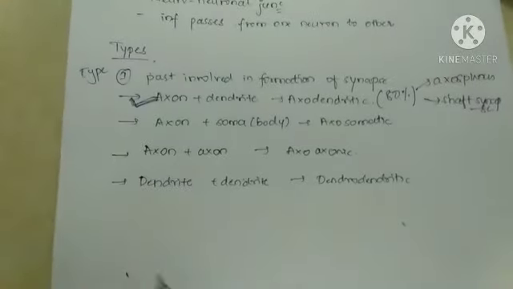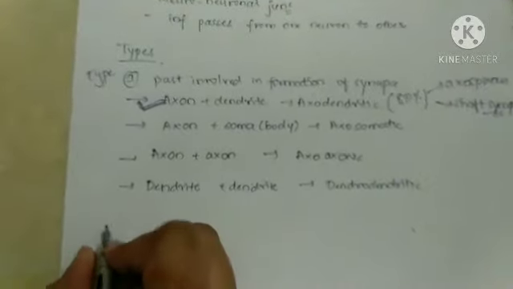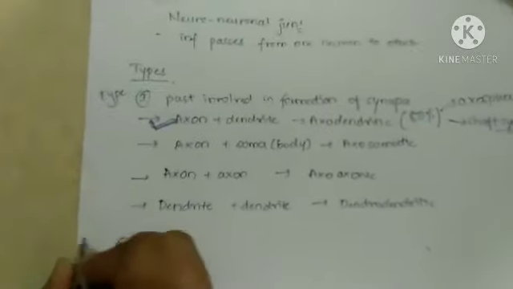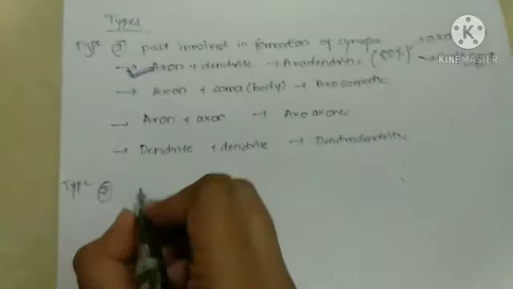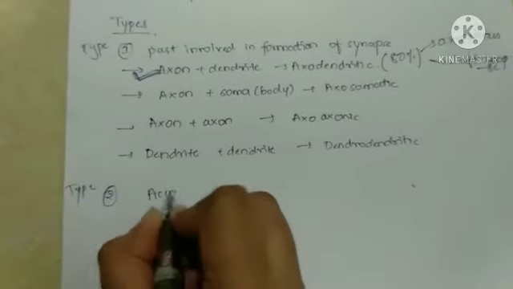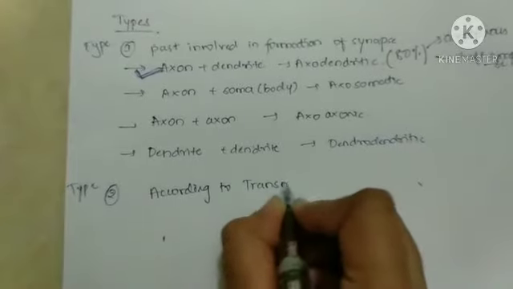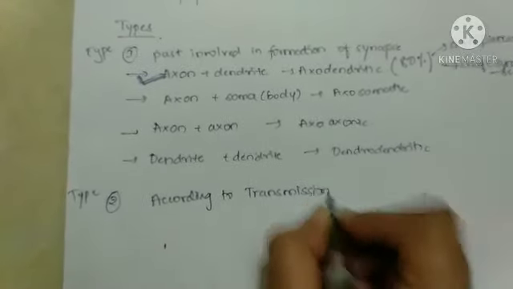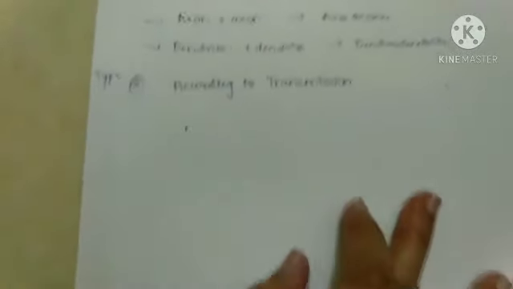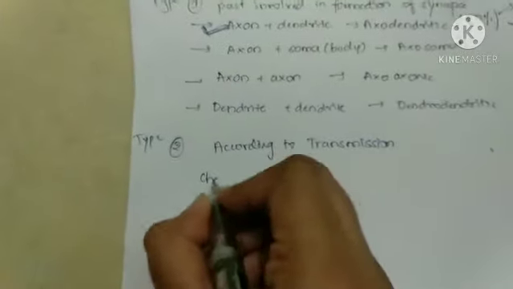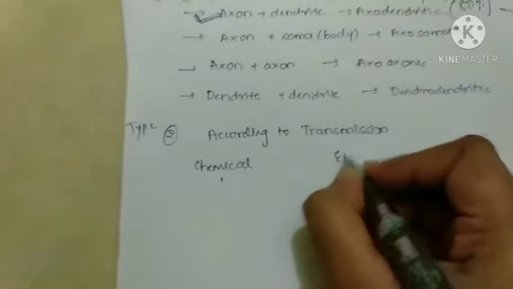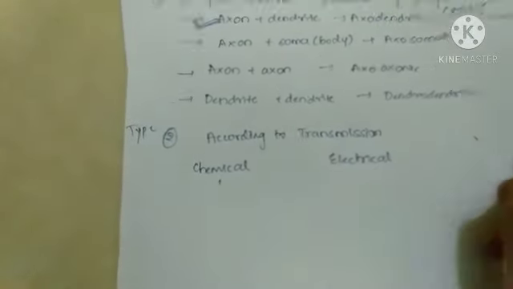Then we can classify it according to the nature of transmission. Type 2, according to how impulses are transmitted. There are three types: chemical, electrical, conjoint.